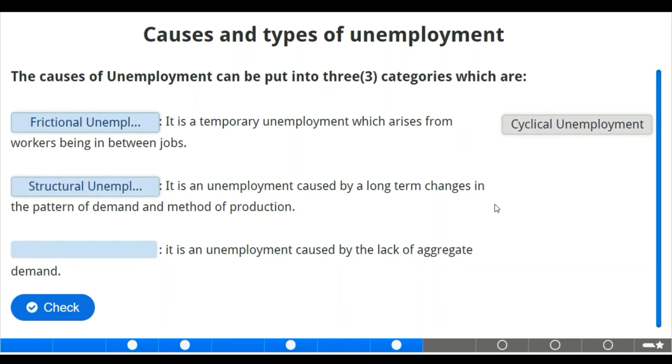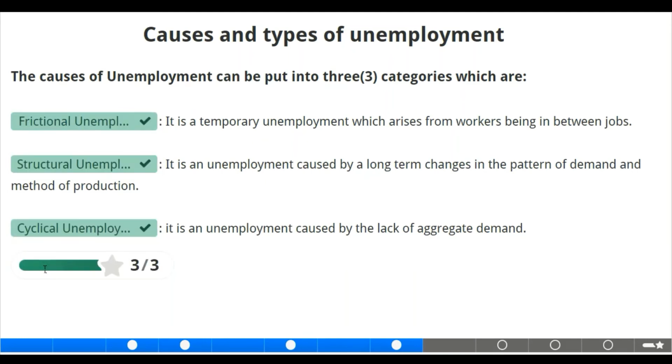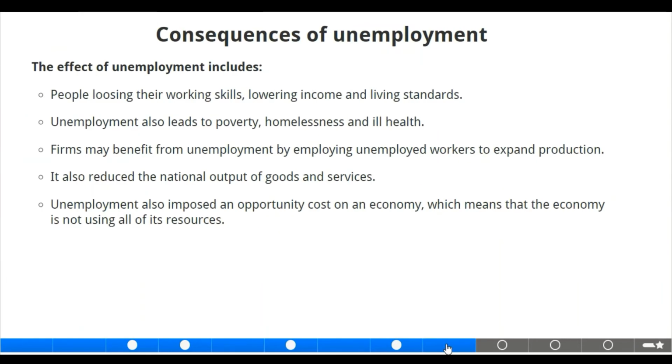And we have an unemployment caused by the lack of aggregate demand. That is what? Cyclical unemployment. We got that one right. That is the explanation for the causes and types of unemployment. Now we move to the next slide. Moving to the next slide, we now have the consequences of unemployment.